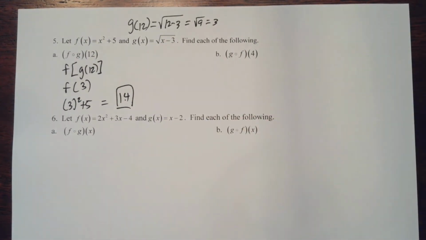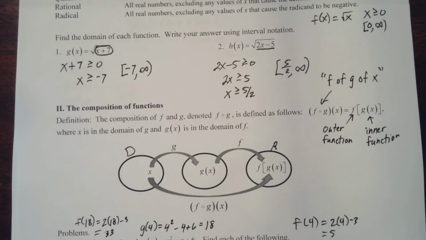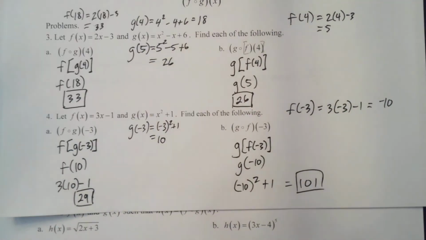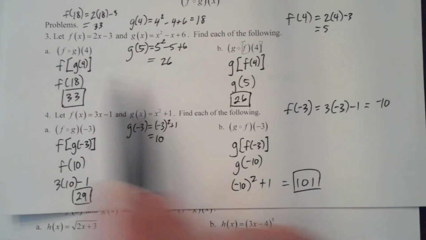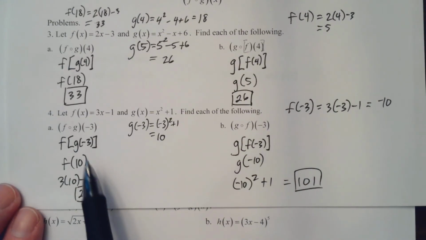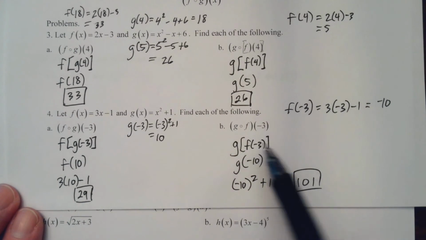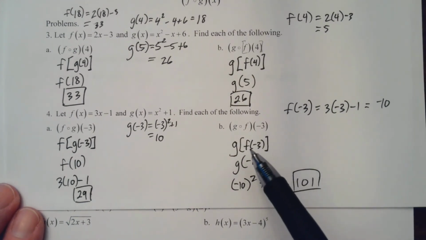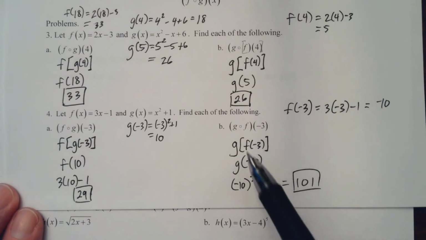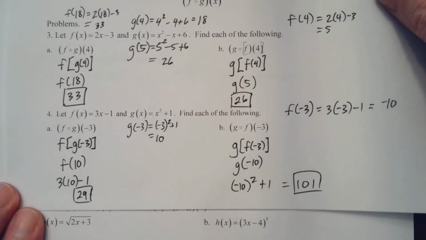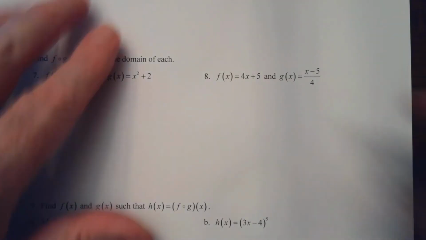By the way, one of the things I should have pointed out on the first side is, hopefully you noticed, f of g of 4 did not equal g of f of 4. We got different numbers. Same thing happened here. f of g of negative 3 did not equal g of f of negative 3. So it's not like with multiplication where the order does not matter. In most cases, you're going to get a different answer finding f of g or g of f. All right, let's go back to where we were.